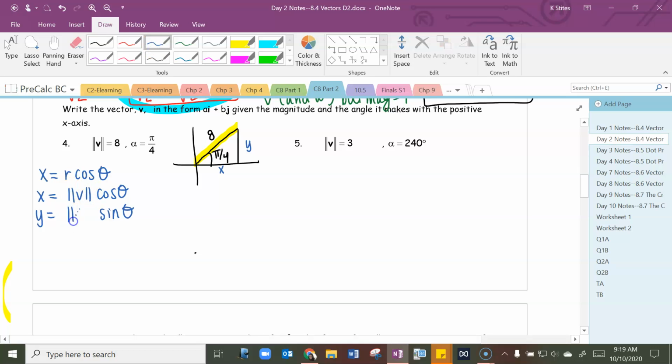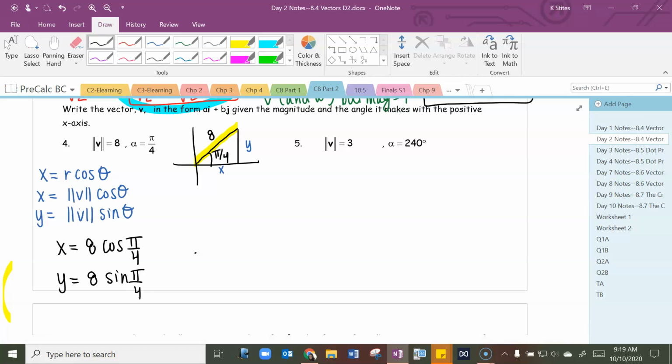Magnitude cosine theta, magnitude sine theta. All right, so let's go ahead and find it. X is equal to 8 cosine pi over 4, and y is equal to 8 sine pi over 4. This is the same thing as polar, except for now we're calling what that radius was our magnitude. Cosine of pi over 4 is just root 2 over 2. So I have the same thing for both of these, which should simplify to 4 root 2 and 4 root 2.